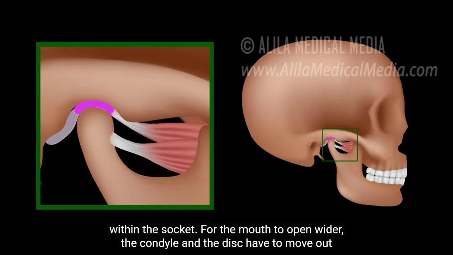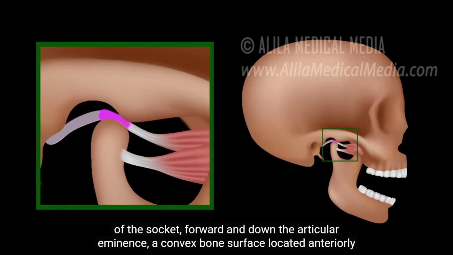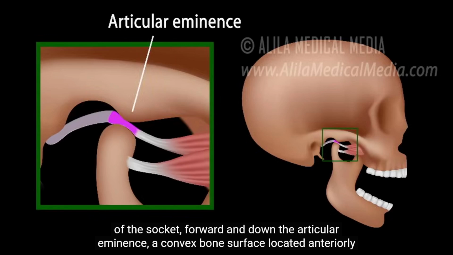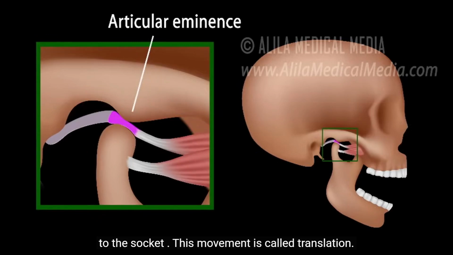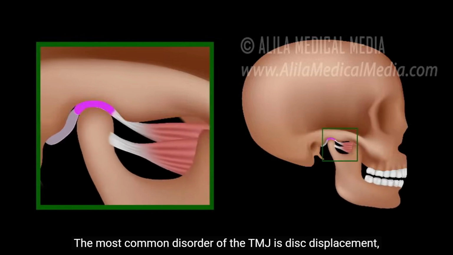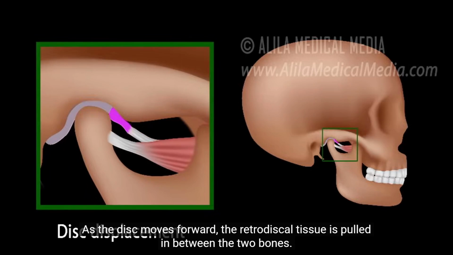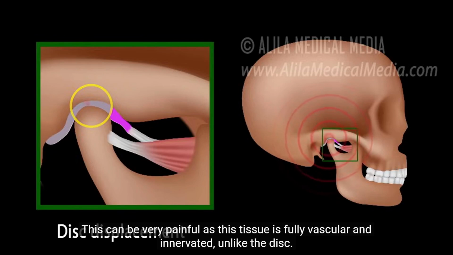For the mouth to open wider, the condyle and the disc have to move out of the socket, forward and down the articular eminence, a convex bone surface located anteriorly to the socket. This movement is called translation. The most common disorder of the TMJ is disc displacement, and in most cases, the disc is dislocated anteriorly. As the disc moves forward, the retrodiscal tissue is pulled in between the two bones. This can be very painful as this tissue is fully vascular and innervated, unlike the disc.